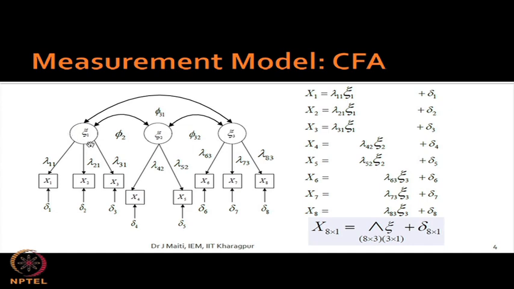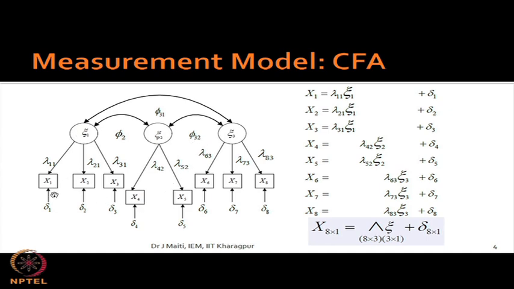Another issue here is that these hidden constructs, or latent variables, co-vary, in the sense that if xi1 changes, there may be a change of xi2, there may be a change of xi3, when the correlation component is there. So, this is a typical structure of a confirmatory factor model. Apart from this correlation between the constructs, which is denoted by phi, this one is phi 2 1, this is phi 3 1, and this curved line is basically phi 3 2.